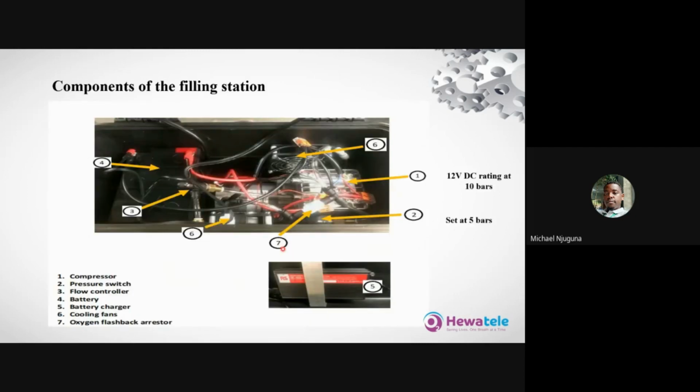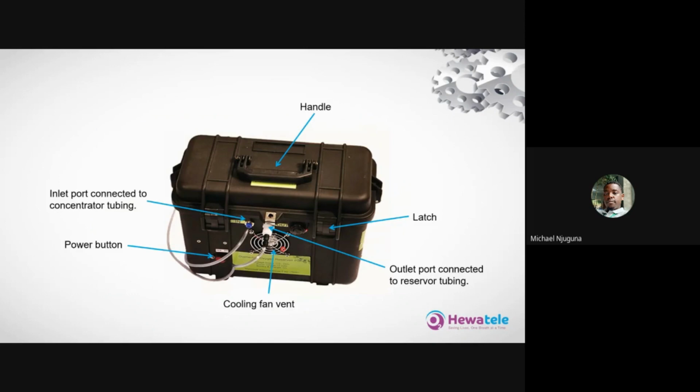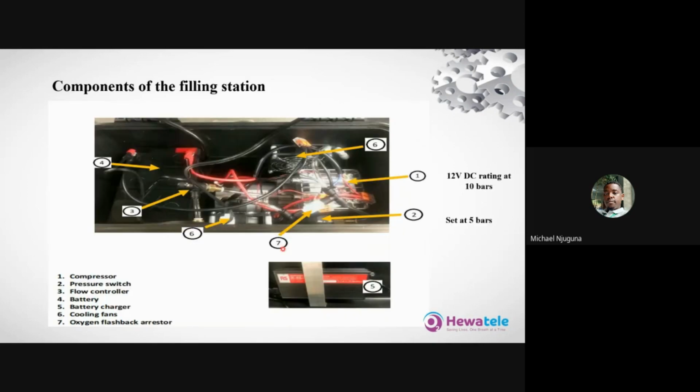So, components of the filling station. Inside the casing, once you open this casing, this is what you will see inside. Pardon me for the visuals. We tried to get a better picture, but unfortunately we didn't. This was the best that we could get. And we'll go through the components inside the filling station based on the numbers that are pointing to those components.